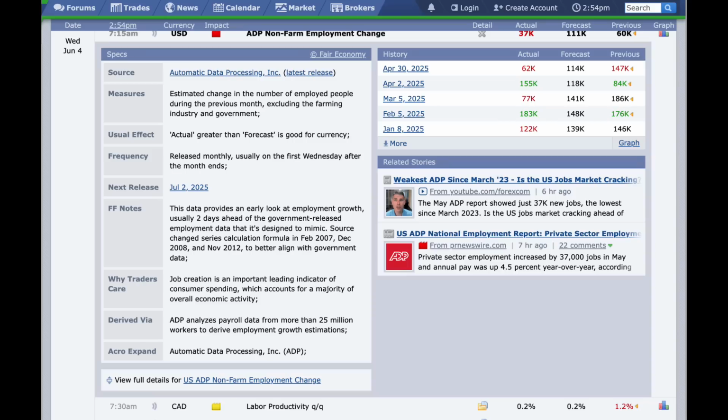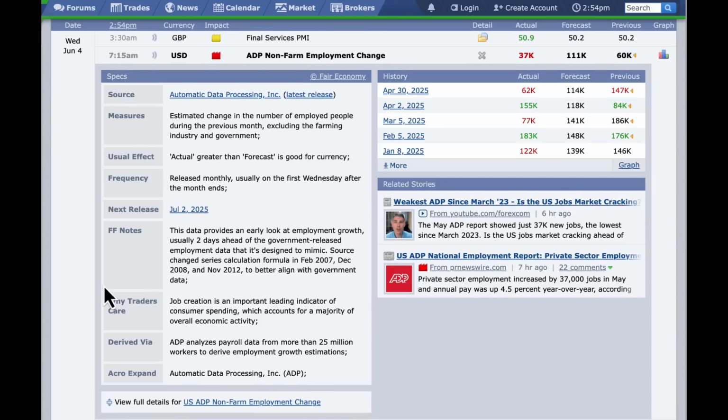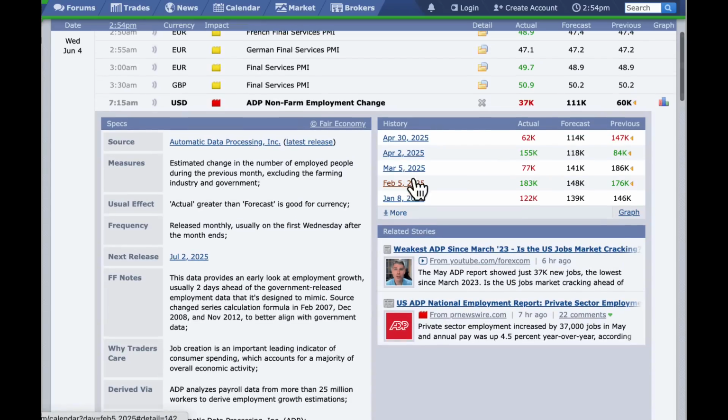Now, talking about the economic news that came out today, take a look at the ADP non-farm employment change. This is a dramatic miss, folks. The forecast was 111,000. The previous number was 60,000. It came in at 37,000. That's dramatic. What this shows is the estimated change in the number of employed people during the previous month. So this is giving us a snapshot of what the workforce looks like.